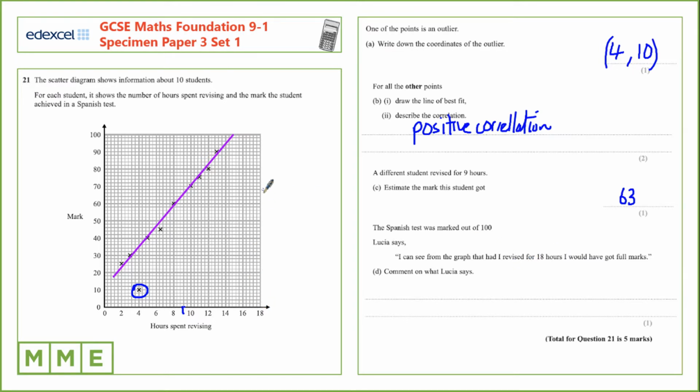So, we can't actually make this comment from the graph. 18 is outside of the range of the data that we used, so any estimation or approximation that we make based on the line of best fit that's outside of our data range, which is from 2 to around 12, is going to be inaccurate.